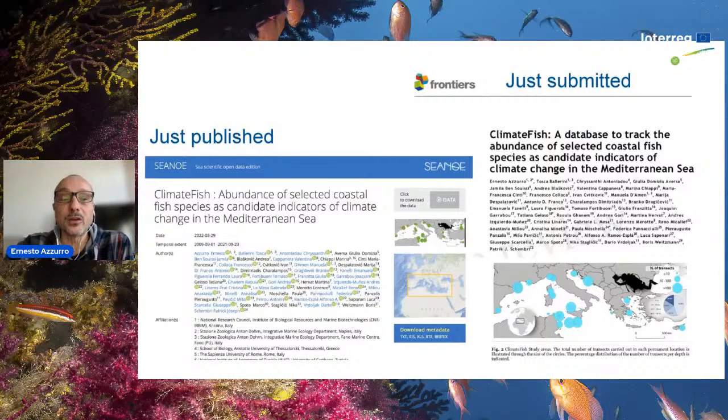Of course, this information could be coupled with the environmental data to better understand how the abundance and distribution of those species is linked to climate change. And we can test the effectiveness of the selected taxa to track temperature variation. Other potential applications of this climate fish data set include setting a baseline against which to evaluate future changes, and the resulting outputs could have several benefits, not only for the single MPAs, but also with possible integration at the level of regional initiatives like IMAP and the Marine Strategy Framework Directive, since those initiatives do not specifically consider climate change impact.